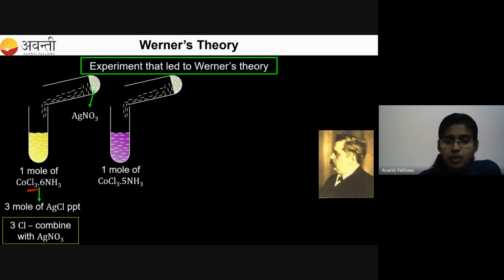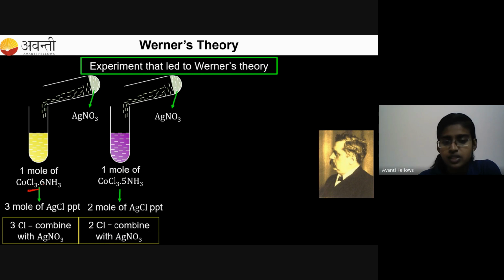And secondly, he took 1 mole of cobalt chloride 5NH3 molecule and added the same AgNO3. But here, in the second case, he got only 2 moles of AgCl. So what is the meaning now? Only 2 out of 3 Cl atoms have combined with AgNO3.